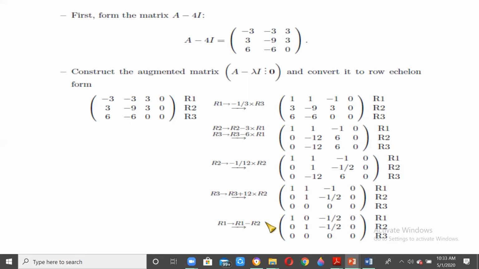It all depends on you, R1 minus R2 or R2 minus R1. When you want to make this 0, naturally it should be R1 minus R2, not R2 minus R1. If you do R2 minus R1, that will become minus 1, but we want this to remain 1. So it is R1 minus R2, so that this quantity is made 0. So minus 1 minus of minus half will be minus half, and this will remain 0.